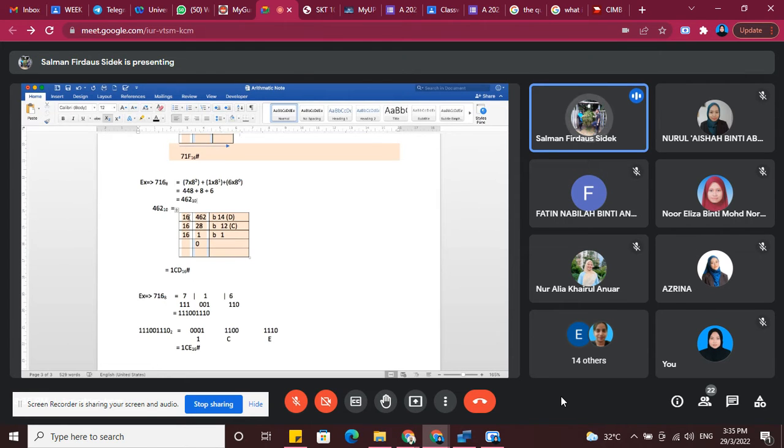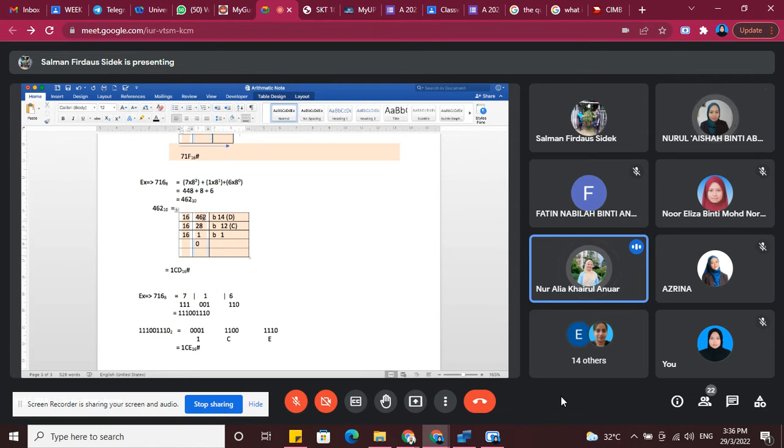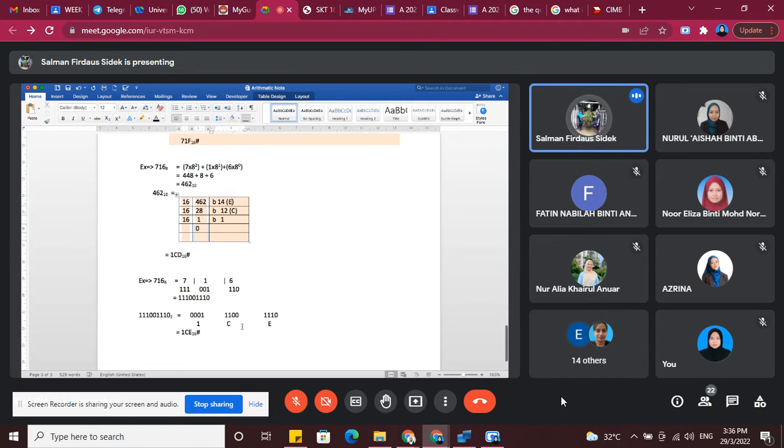462 dah betul. 462 bagi 16. Mesti silap dekat sini. 462 bagi 16 berapa? 28. Dapat berapa? 28 kali 16, 448. 462 tolak 448? 14. 14: A, B, C. Sir, 14 tu bukan E ke? 10, 11, 12, 13, 14. A, B, C, D, E. Bukan E. Ya, see? Dapatlah 1 C E. Yes.